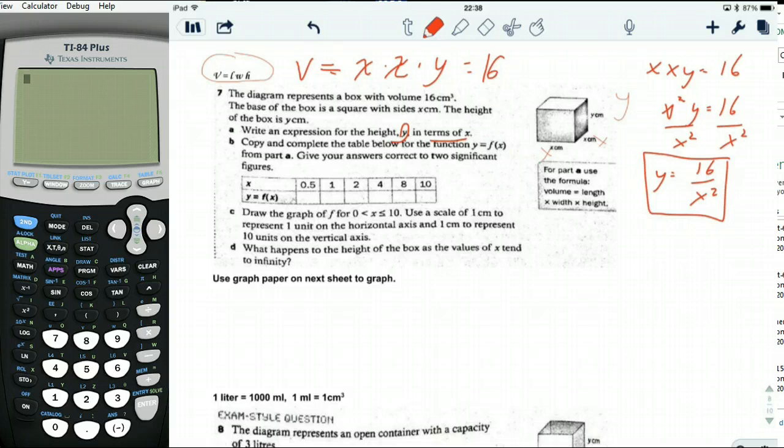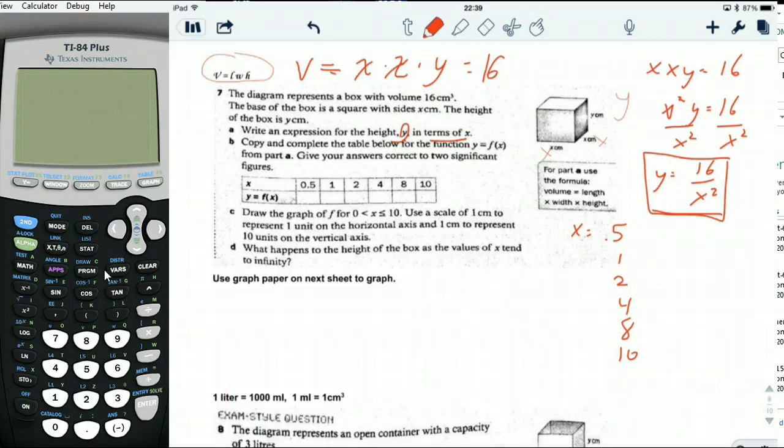Okay, B, copy and complete the table below for the function y equals f of x from part A. Give your answers correct to two significant figures. So you're going to use this function to fill in the table. So you're going to put in values like x equals 0.5, x equals 1, x equals 2, 4, 8, 10, and we're going to see what we get out.